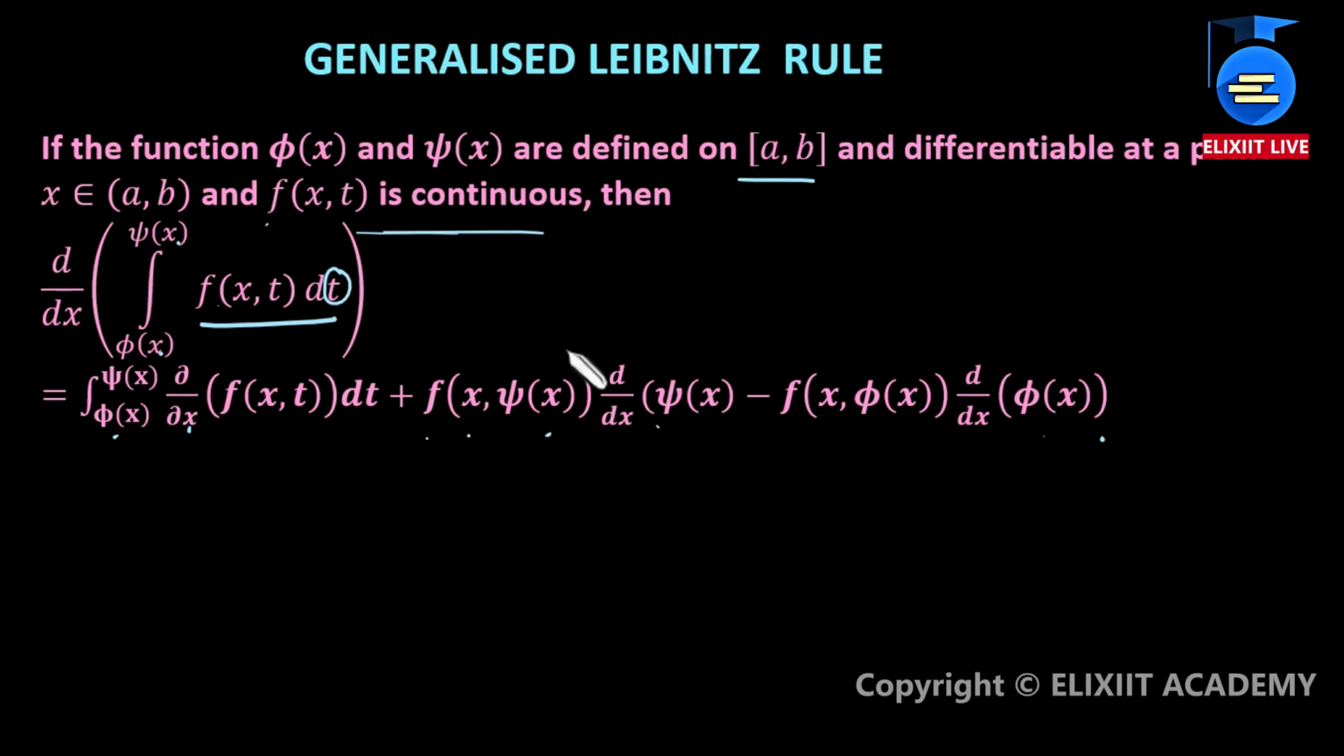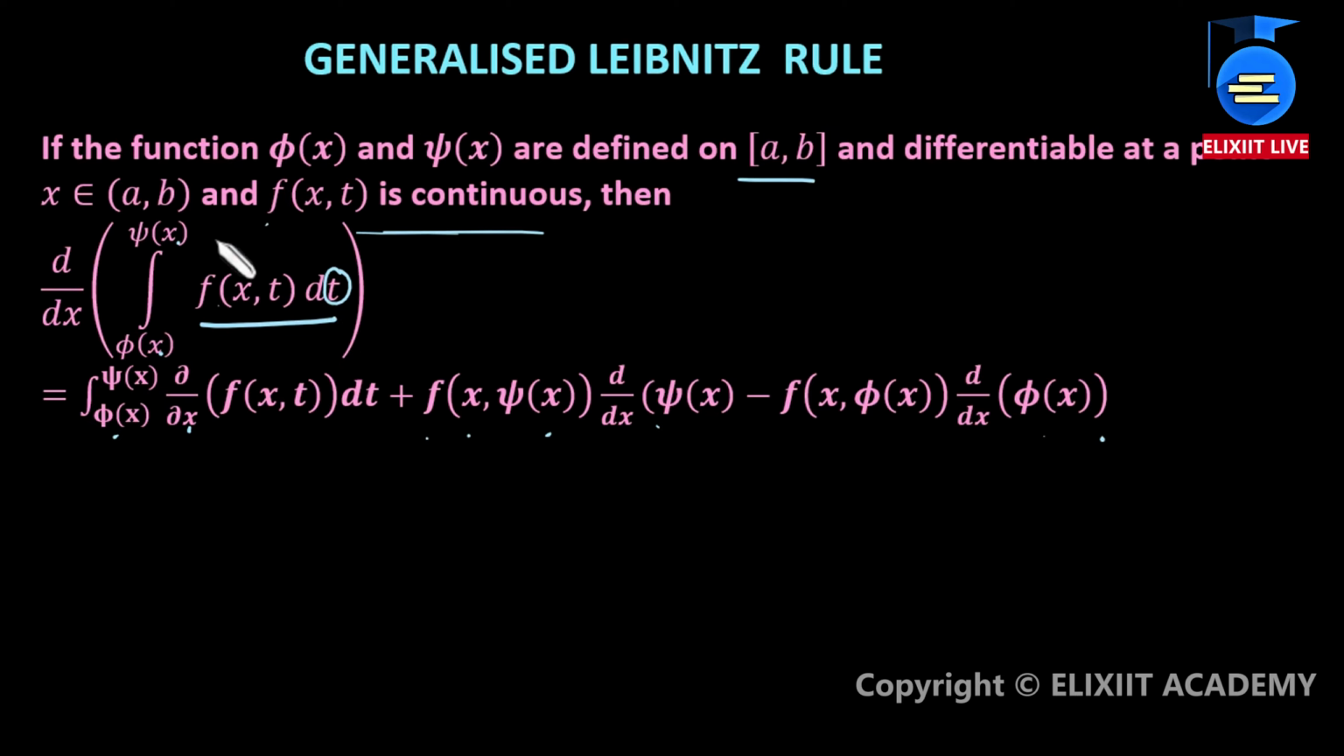Now, when to apply the simplified Leibniz rule and when to apply the generalized Leibniz rule? This you have to understand. Whenever the integrand is independent of those variables which are involved in the limits, then we apply the simplified Leibniz rule. If the integrand is independent of those variables, only a function of t is there, this is a function of x, then you can apply the simplified Leibniz rule.